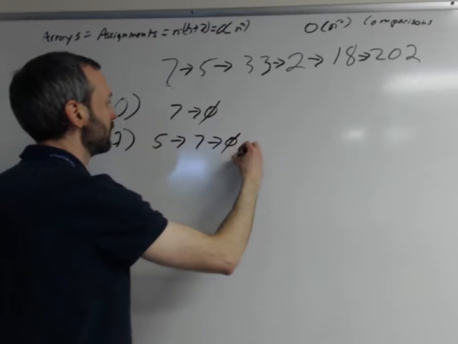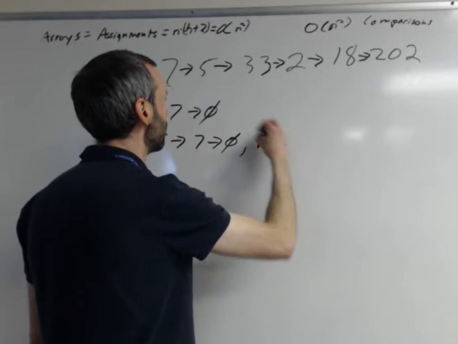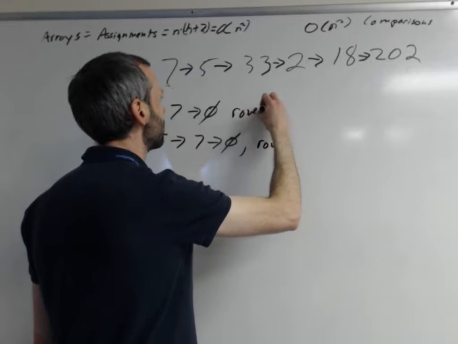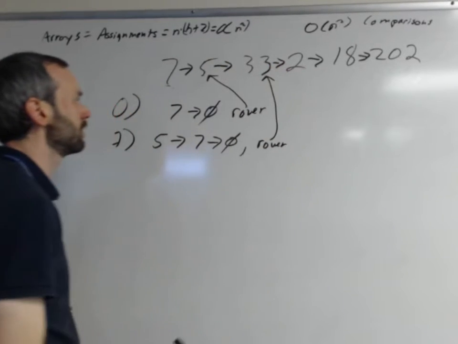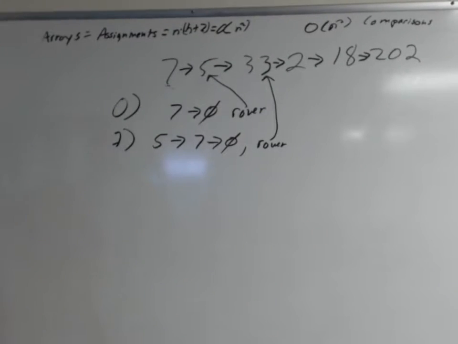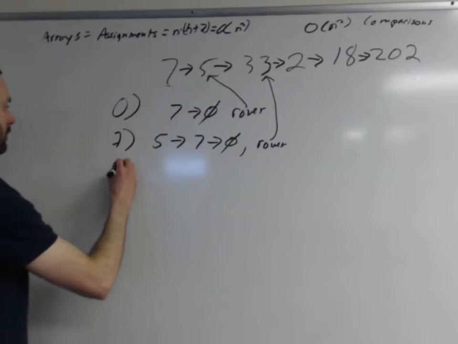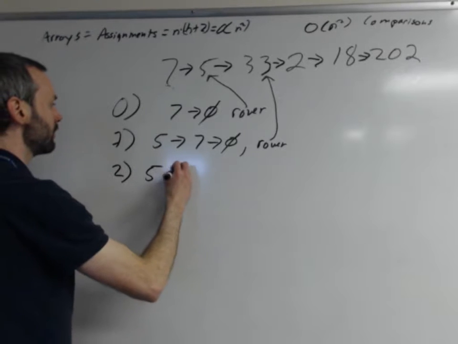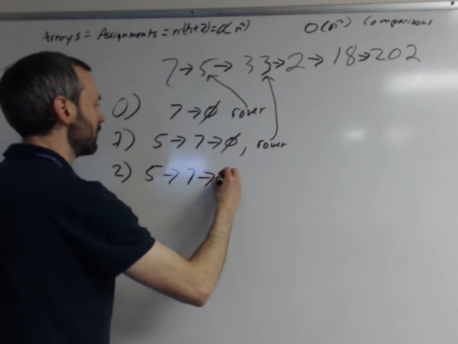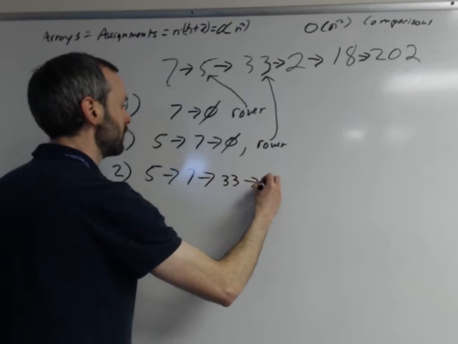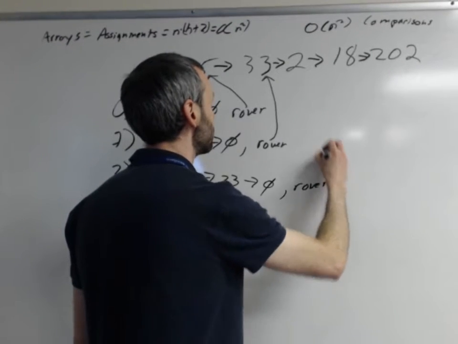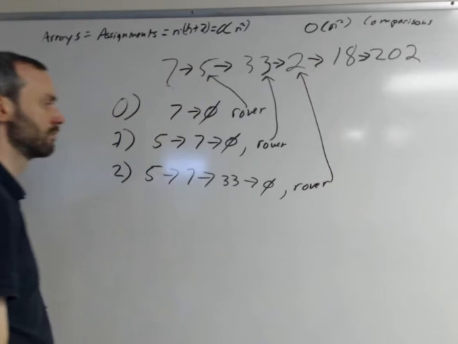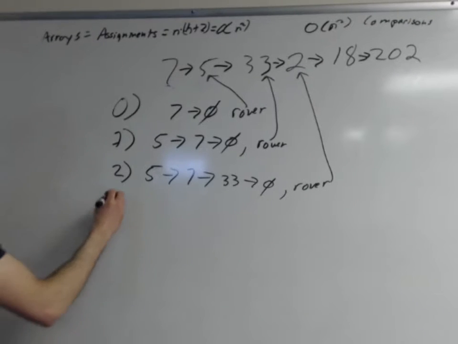All right, now I'm going to go ahead and put rover over here. Now rover is going to be 33. So you're at the 33. Where does the 33 go? At the tail. Okay. 5, 7, 33, null. All right, and rover is now pointing to the 2.